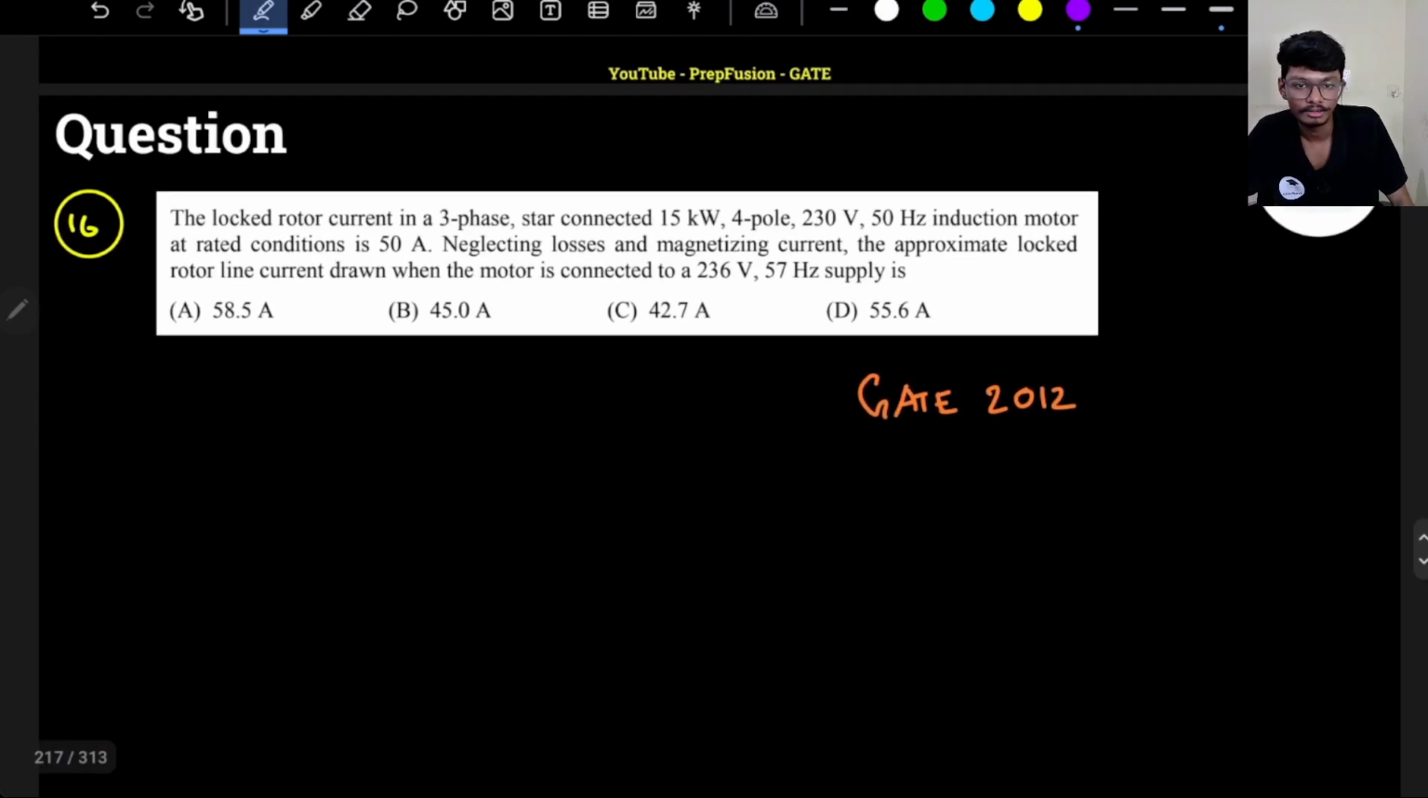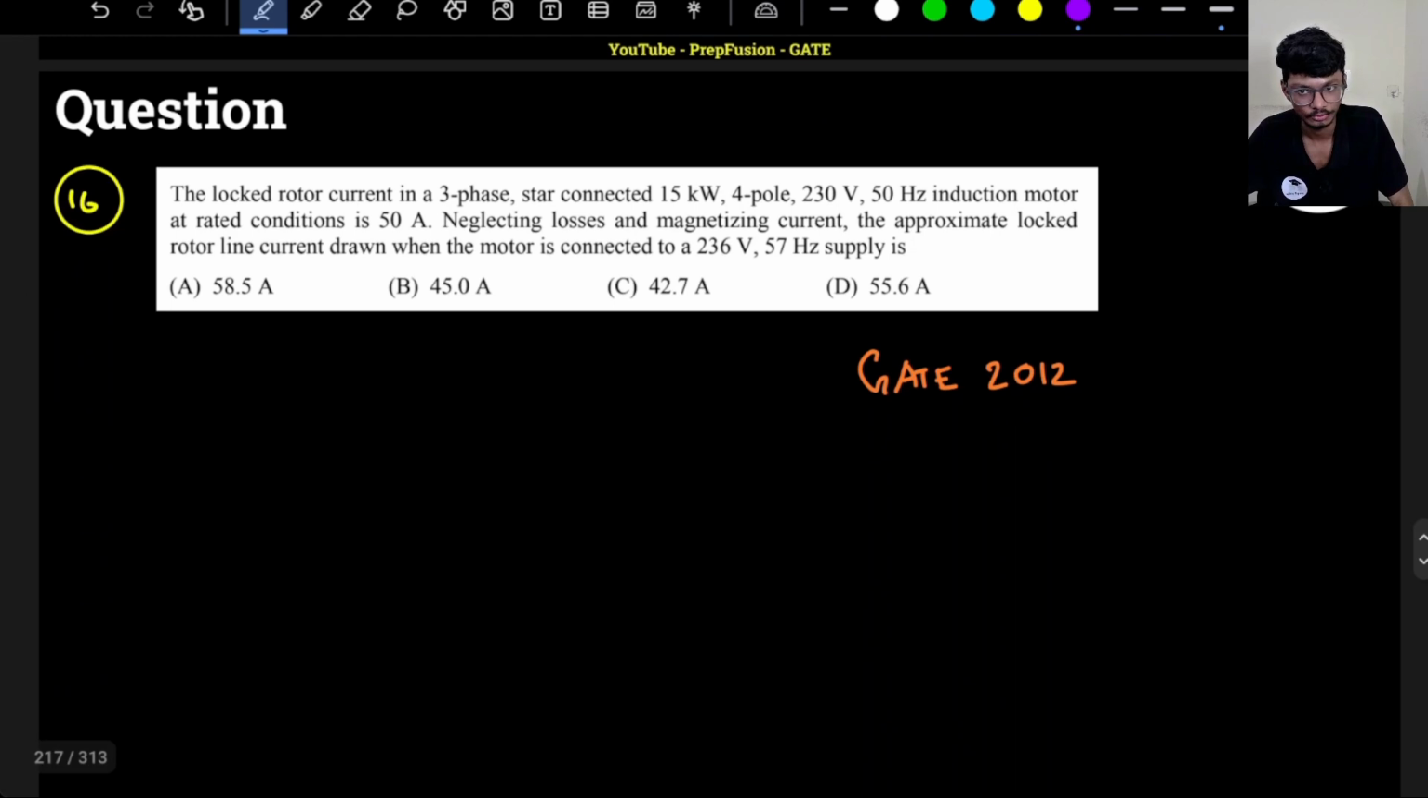Okay, so very few questions have come, but whenever they give a question, it's a very good question. So let's read this question. One question mainly came from the induction motor losses. So let's read this question.